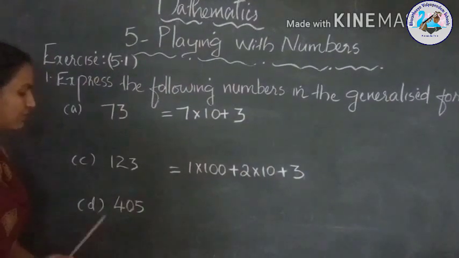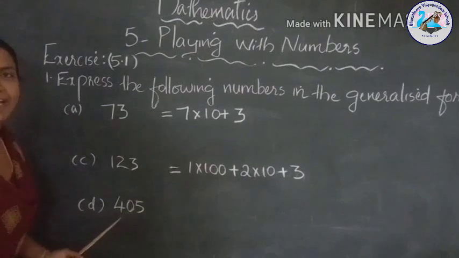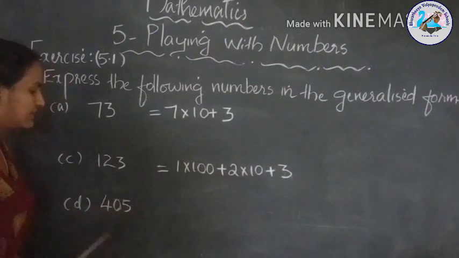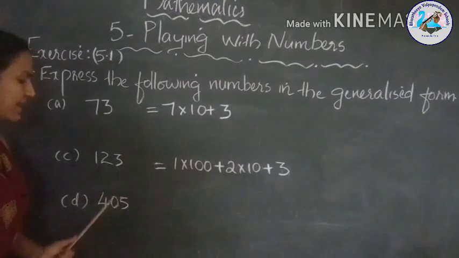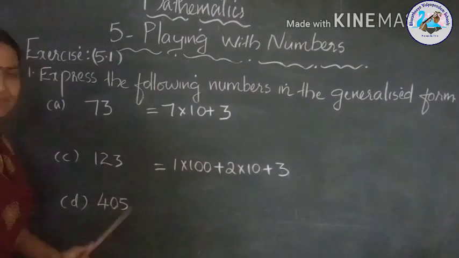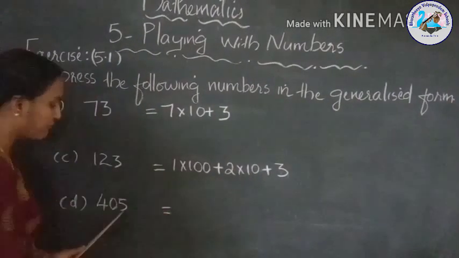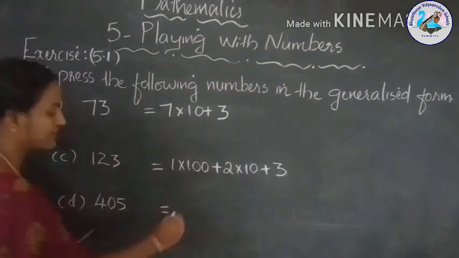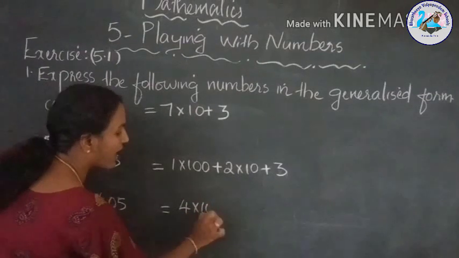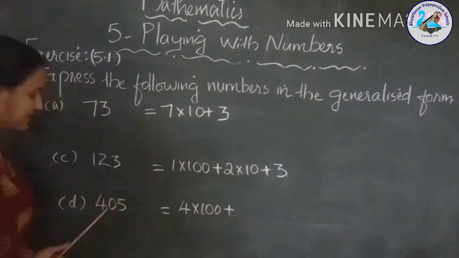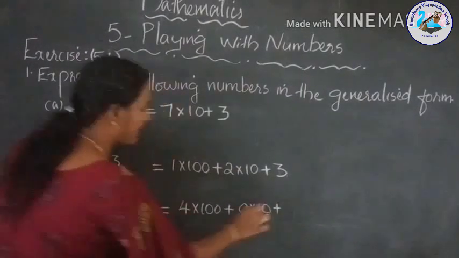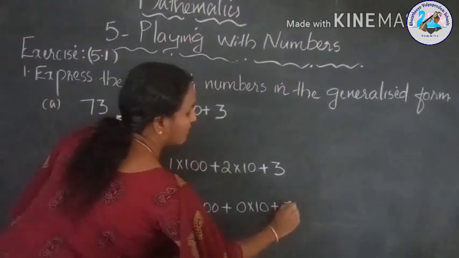The last option, option D, 405. The same as above. The generalized form of a 3-digit number is 100a plus 10b plus c. Here 5 ones, 0 tens, 4 hundreds. So 4 into 100 plus 0 into 10 plus 5 into 1, which is 5.